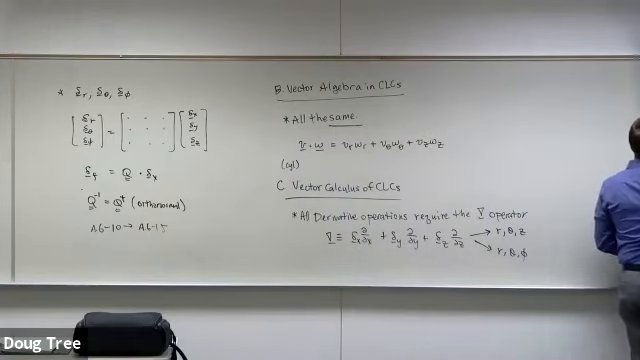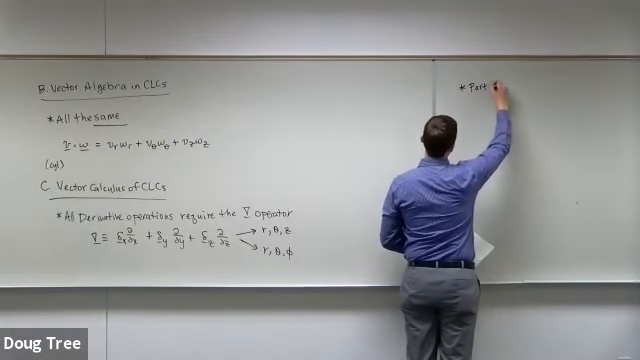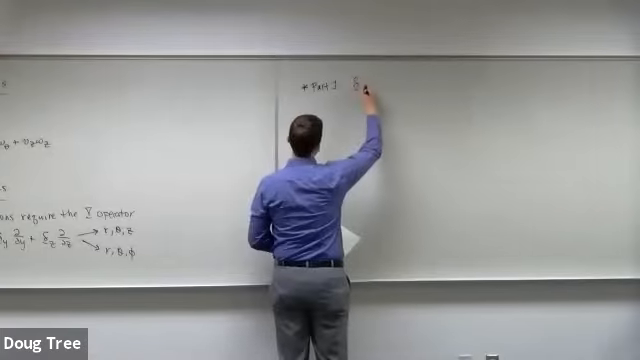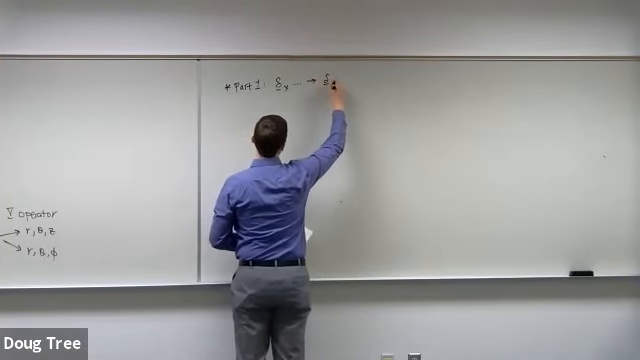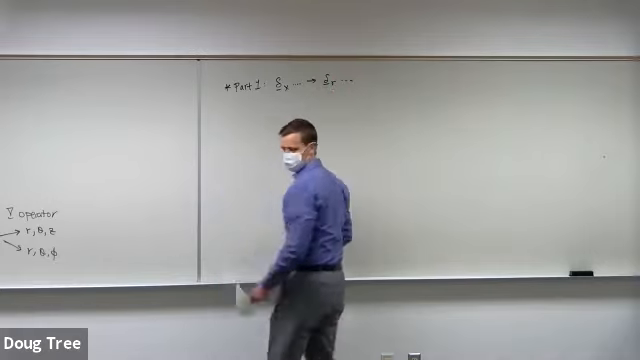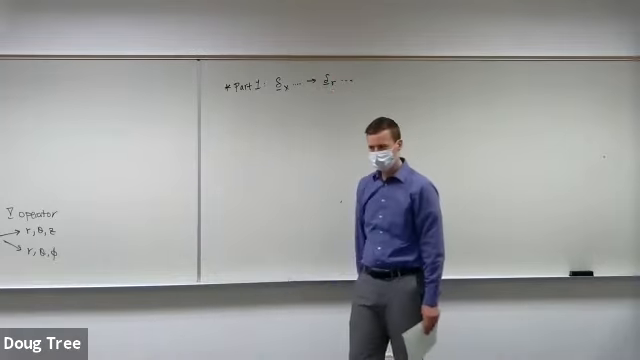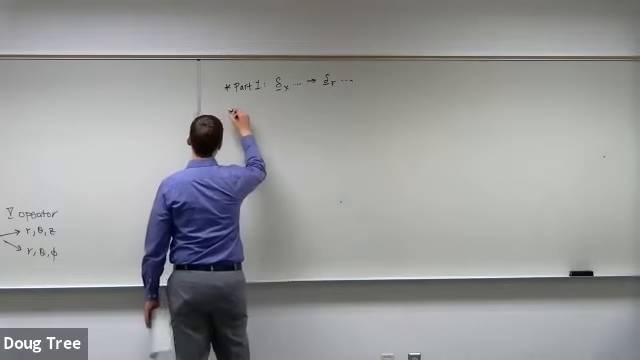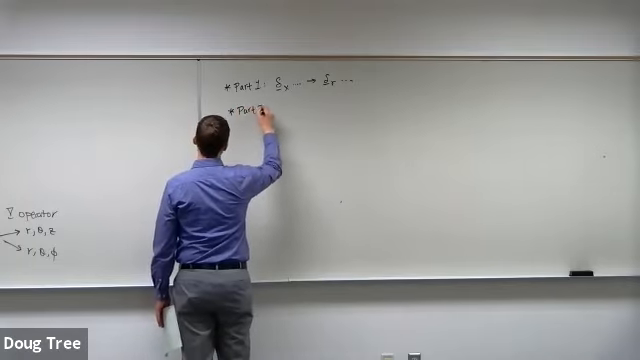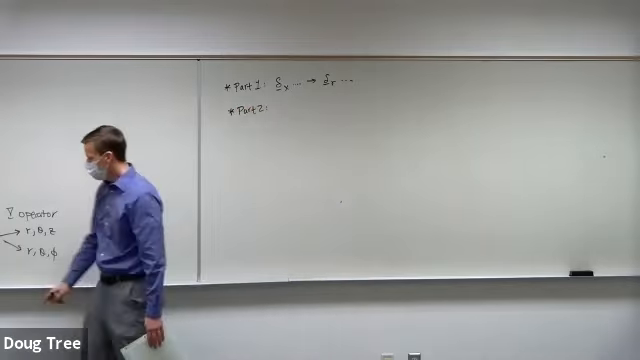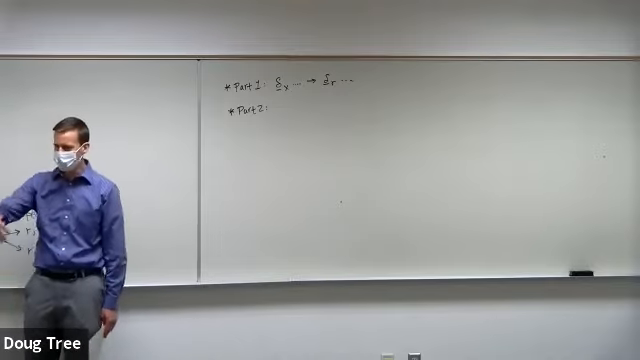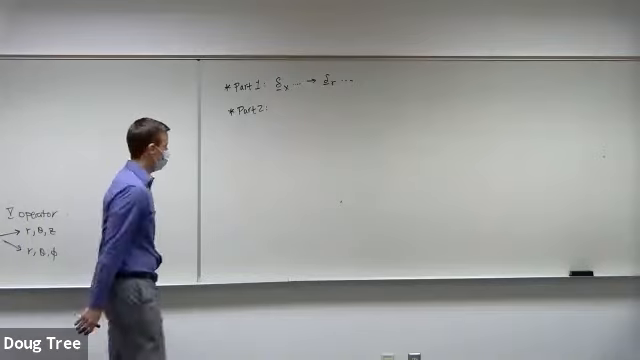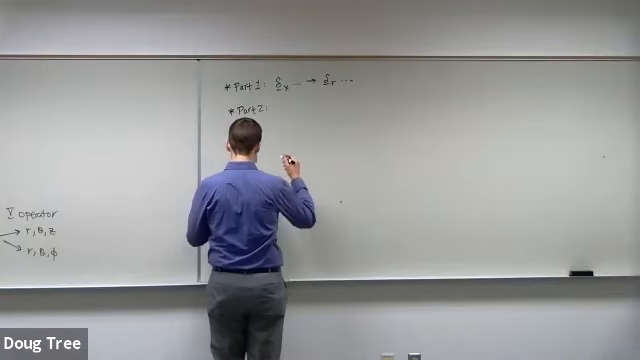Part one: we need to take the delta x's, etc., into the delta r, etc. We did that part. So part two is we need to turn the derivatives into derivatives with respect to r, theta, and phi. So this is the derivatives.